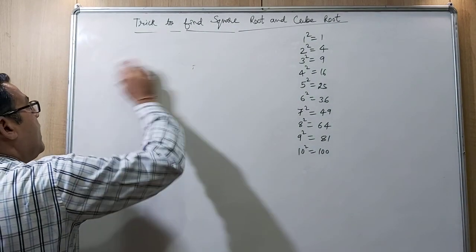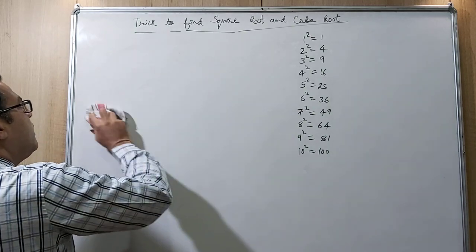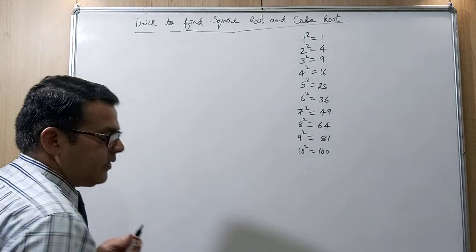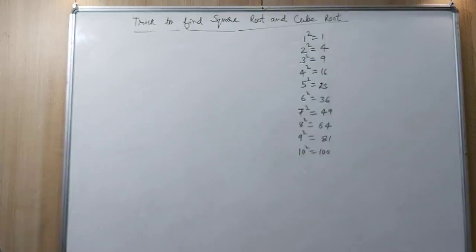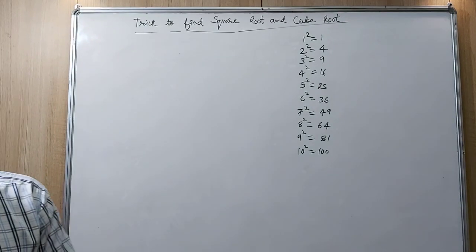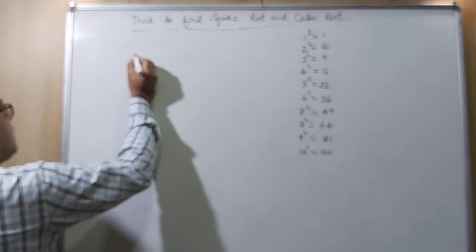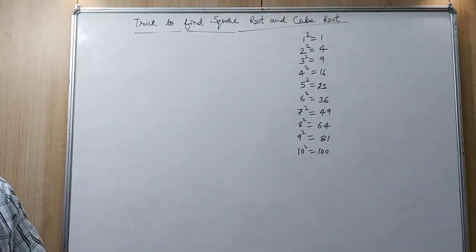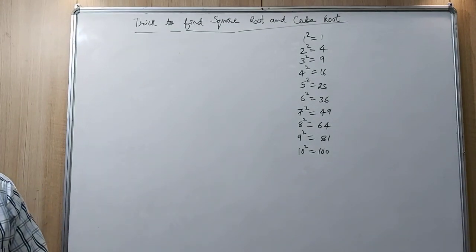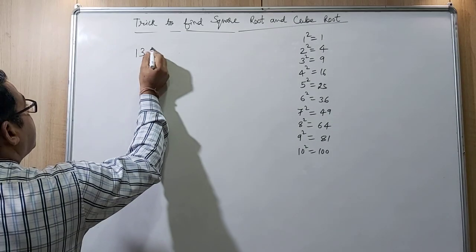Now let's move ahead, and now we will find square root of 4-digit numbers, right? So first number I am taking here, 1369 I am taking here.